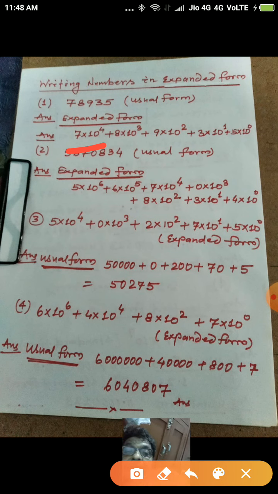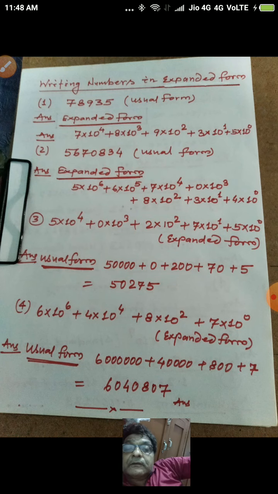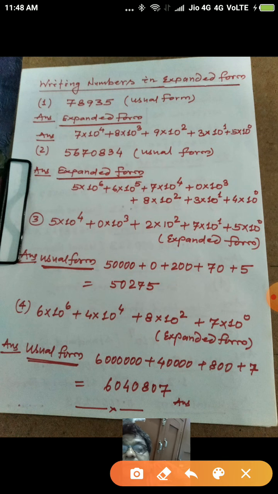Now after 8 there are 3 digits, so 8 will be multiplied by 10 to the power 3, and similarly again there will be plus. Now take the next digit 9, and after 9 there are 2 digits, so 9 should be multiplied by 10 to the power 2. Plus similarly, 3 into 10 to the power 1, and then last is plus 5 into 10 to the power 0, since after 5 there is no digit. In this way we can expand the given number.